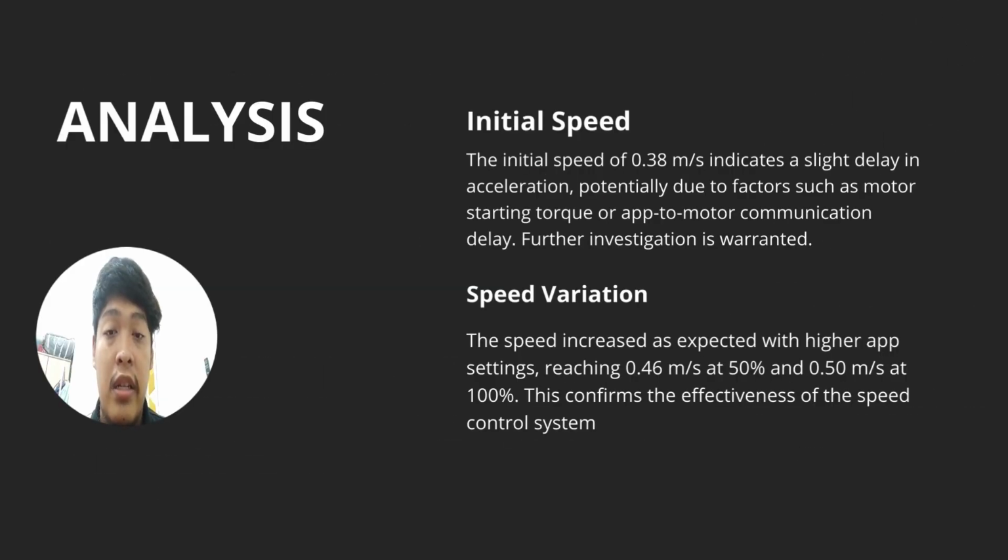The next one is initial speed. The initial speed of 0.38 mph indicates a slight delay in acceleration, potentially due to factors such as motor starting torque or app-to-motor communication delay. Further investigation is warranted. Speed variation. The speed increased as expected with higher app settings, reaching 0.46 m/s at 50% and 0.5 m/s at 100%. This confirms the effectiveness of the speed control system.